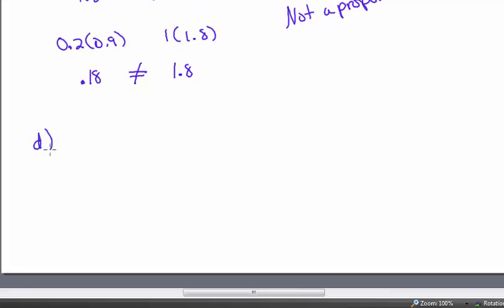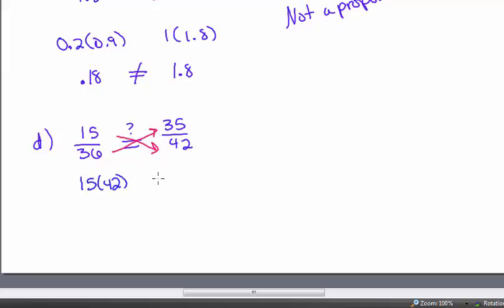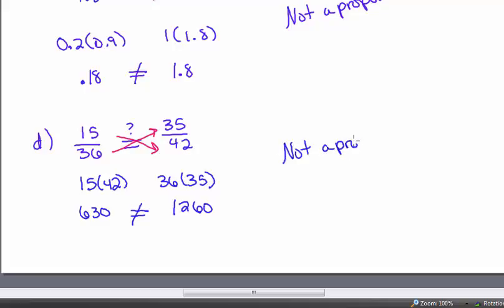Last example, 15 over 36 and 35 over 42. Cross multiply. 15 times 42 and 36 times 35. 15 times 42 is 630. 36 times 35 is 1,260, which are very much not equal, so we are not having a proportion. Can't spell, oh my goodness.